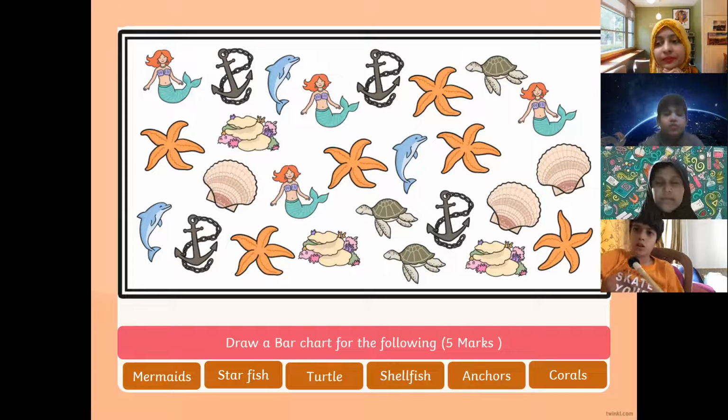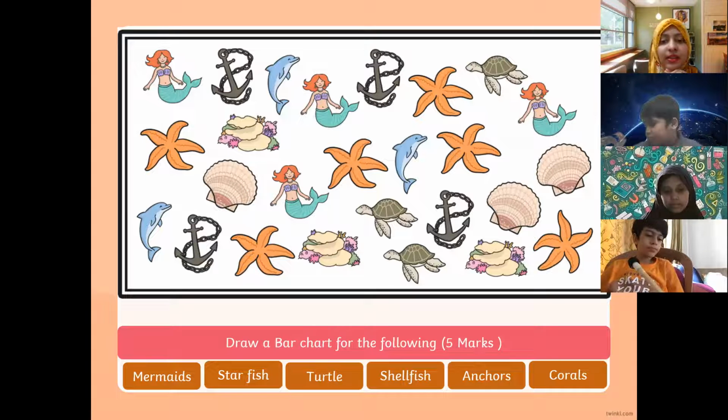Ma'am, what are corals? Corals is this. See, can you see? These are corals.